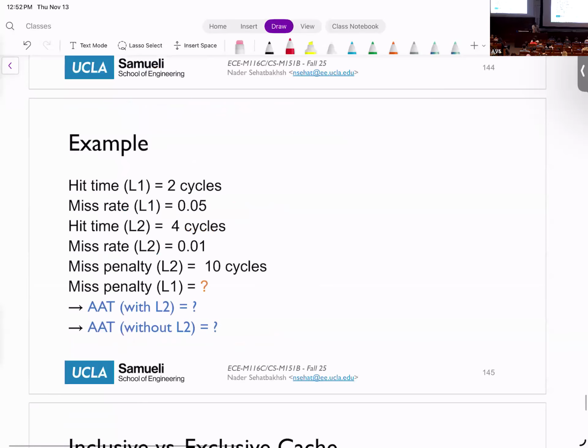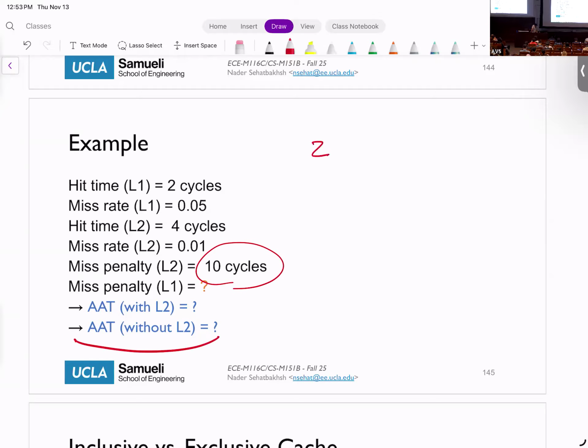So for example, let's say the hit time for L1 takes 2 cycles, the miss rate is 5%, the hit time of L2 is 4 cycles, the miss rate of L2 is 10%, and the miss penalty of L2 is 10 cycles, which basically means this is the time it requires to access the main memory.